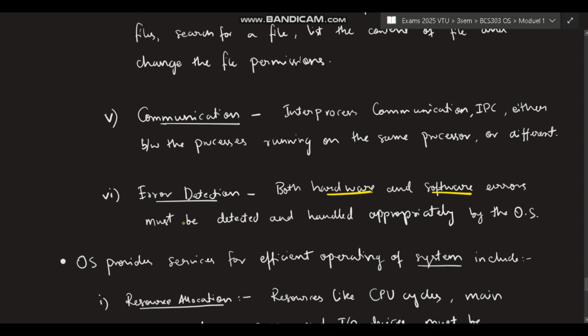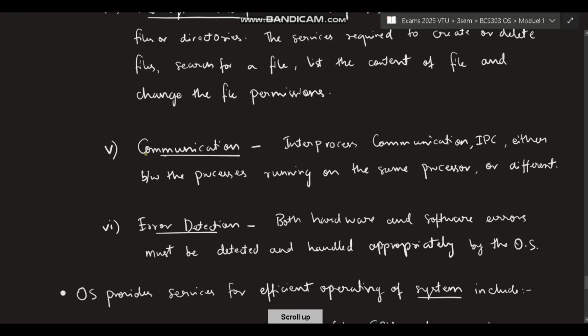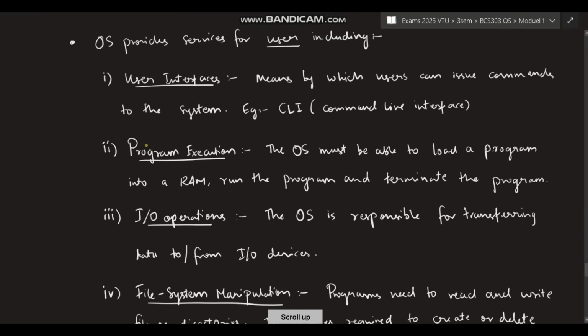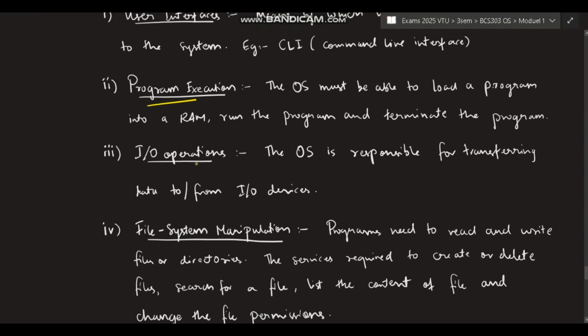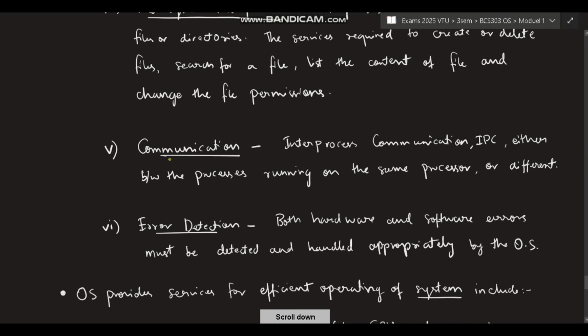Okay, the last one is error detection. Both hardware and software processes can produce errors, so those errors should be detected and corrected, right? That is also handled by OS. So totally six things are provided by OS: user interface, program execution, input output operation, file system manipulation, communication, and error detection.